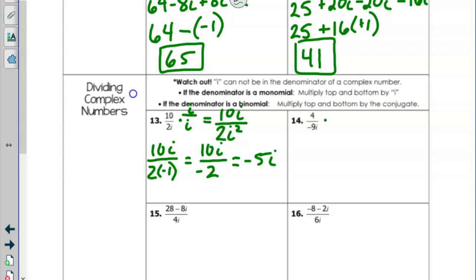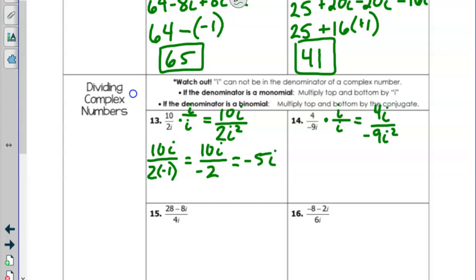So what am I multiplying by? Multiply by i. When we multiply straight across, what's going to be in my numerator? 4i. Oh, I always mix those up. Then negative 9i times i would give me negative 9i squared. And then when you multiply the negative 9 times negative 1, you get a positive number.